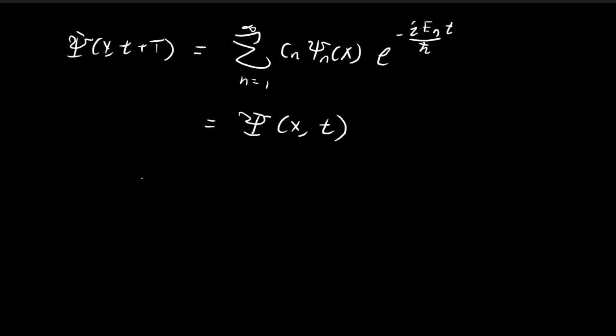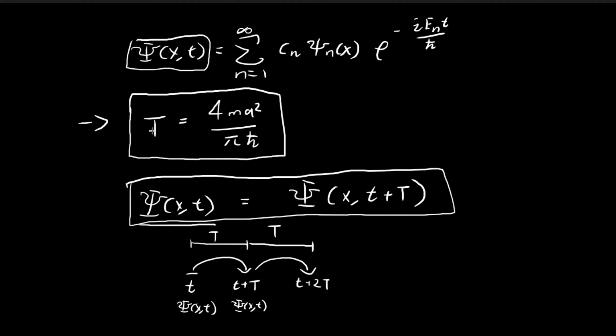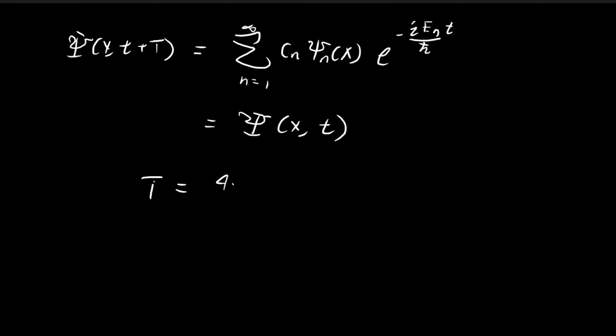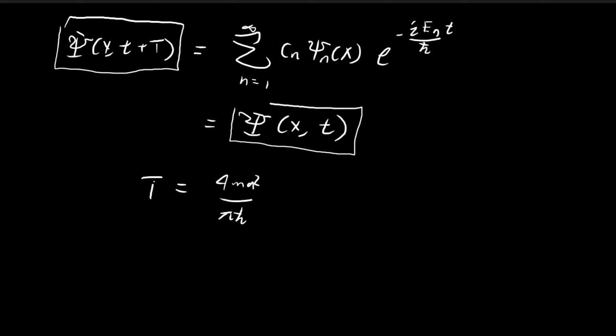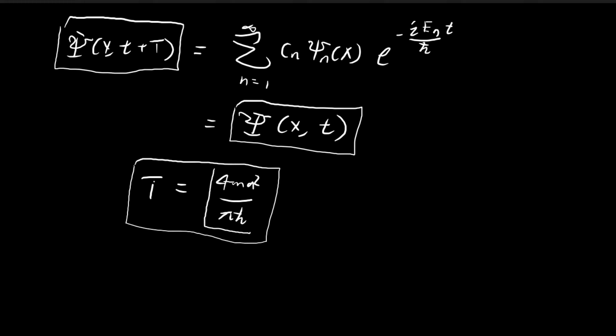We have proved that if T is going to be equal to this term, 4 m a squared divided by pi h bar, then this term over here is going to be equal to psi of x, t. And so that effectively proves that this value of capital T actually gives us the revival time. So this is the revival time for a particle in the infinite square well. So that's going to be part A of this question.